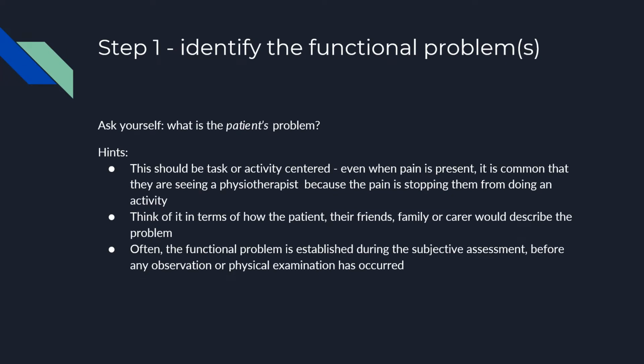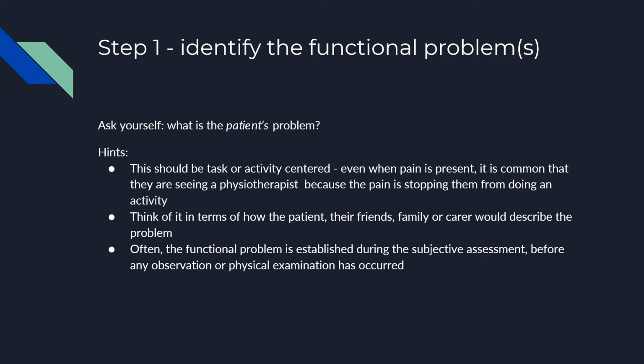So our first step is to identify our functional problem. Most often this is the reason or reasons why the patient has come to see or been referred to see a physiotherapist. This should always be task or activity centered, definitely for neuro. So even when pain is present, often they'll come to see someone because the pain's stopping them from doing an activity. Even though the pain's there, that's probably not their number one problem. It's going to be whatever the pain is stopping them from doing. So for example, someone might come in with a sore ankle, but their functional problem is going to be unable to participate in sport or something like that.